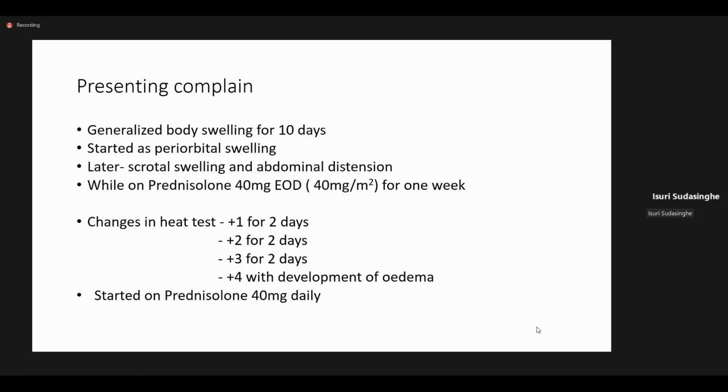Before the onset of swelling, the mother noted several changes in the heat test, which was done daily at home. The urine protein was nil for 3 weeks, then developed 1+ for 2 days, 2+ for 2 days, and 3+ for 2 days, and again increased to 4+ with the development of edema. So she sought medical attention at that point and he was started on oral prednisolone 40 milligrams daily.